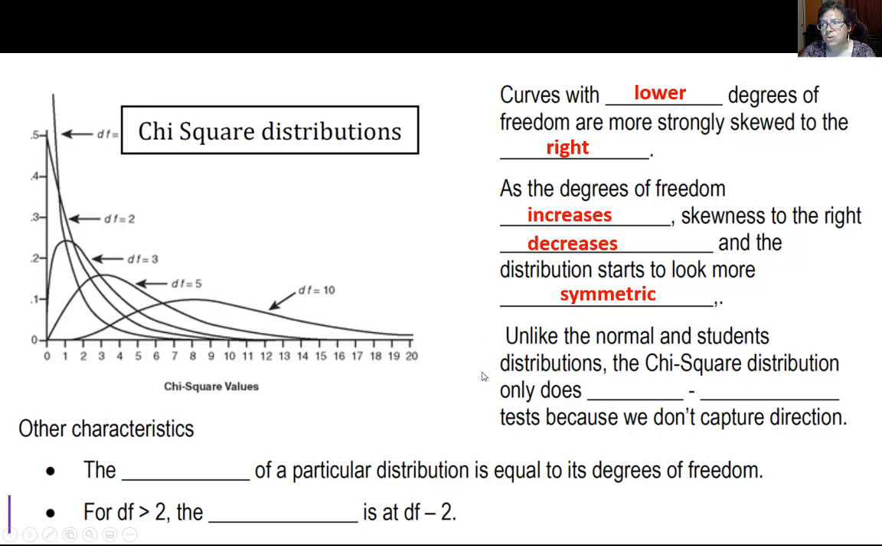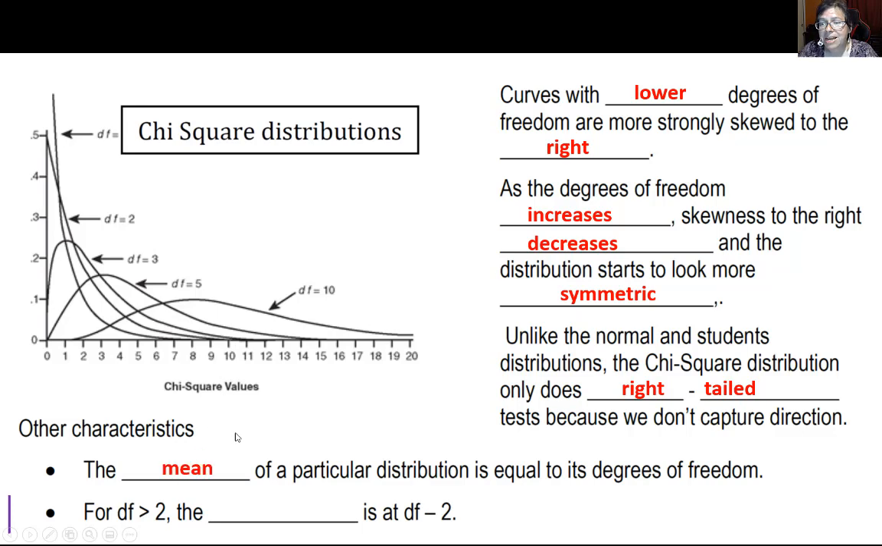Unlike the normal and student's distributions, the chi-squared distribution only does right-tail tests. So we're only looking at how extreme our value is and to the right. So that's the nice part. You don't have to do two-sided. You don't have to do left-sided. We are only doing right-tail tests.